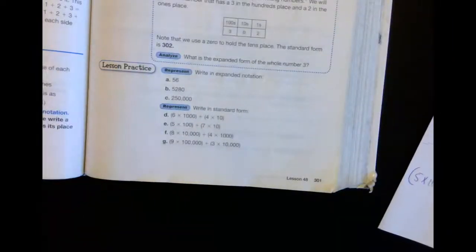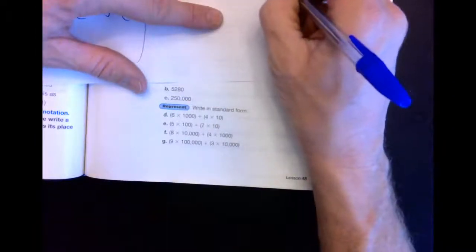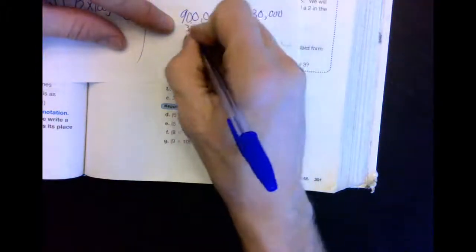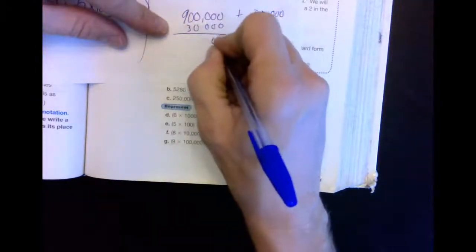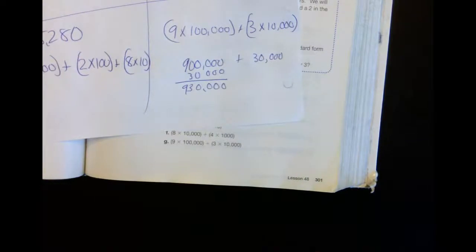All right, we're going to skip C, and we're going to jump to G, supposedly the hardest one. I don't think it's that hard. We have expanded notation 9 times 100,000 plus 3 times 10,000. So in this parenthesis, we're going to take 9 times 100,000, which would give you 900,000, and 3 times 10,000, which would give you 30,000, and then I'm just going to stack them up. It's a lot of zeros today. And you got 930,000.